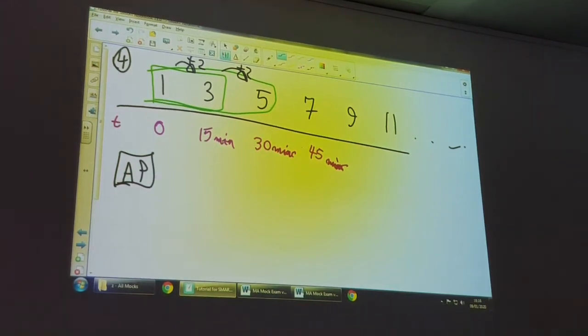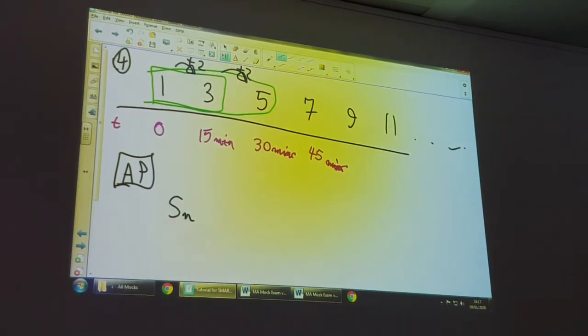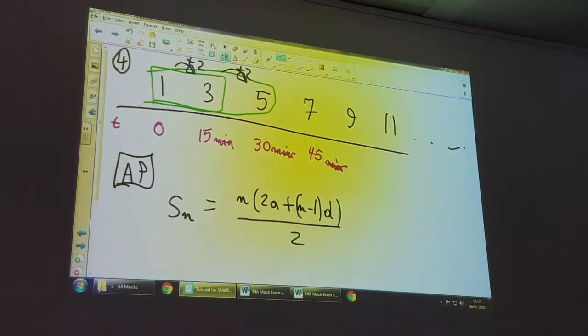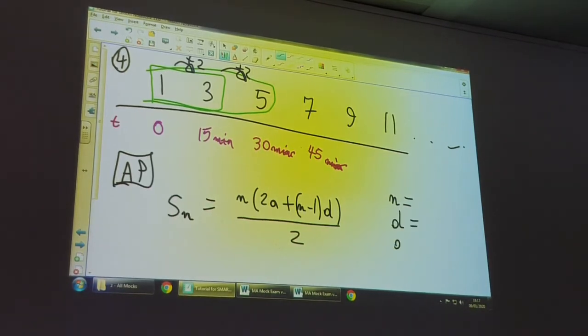Okay, so for the sum of an arithmetic progression, when we want to add up all the numbers in this progression, we calculate n multiplied with (2a plus (n minus 1) times d) over 2. That's the formula you get from the appendix. Cool. Which clearly shows that you need three numbers. You don't know what is n, you don't know what is d, you don't know what is a.